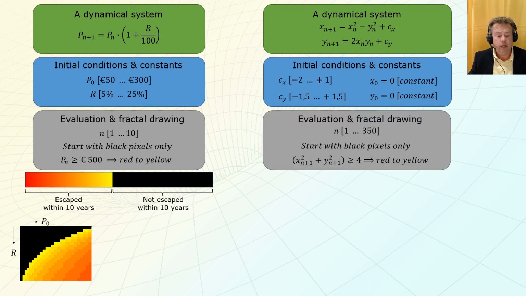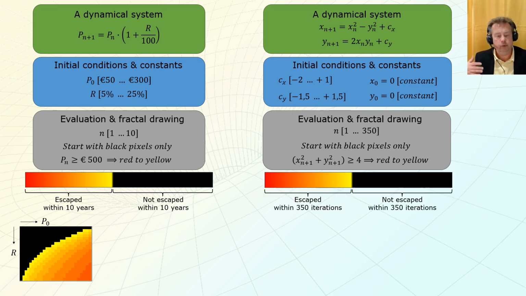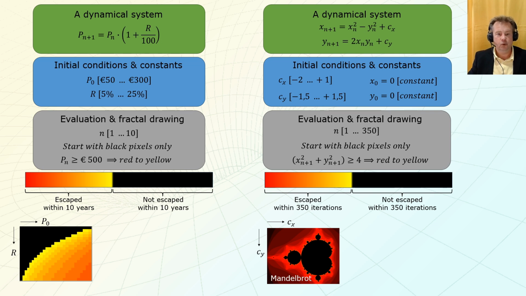Again, similar, an evaluation scheme. We will do this for 350 iterations. We color all pixels black, and if somewhere during the iterations x squared plus y squared goes across a threshold of 4, we start coloring in, and we will use the exact same coloring scheme as we used for the insurance fractal. Hold on to your seat if you've never seen an actual fractal. This is what it will look like. Boom! It's called the Mandelbrot set, the most famous fractal of them all, the Eiffel Tower of fractals.